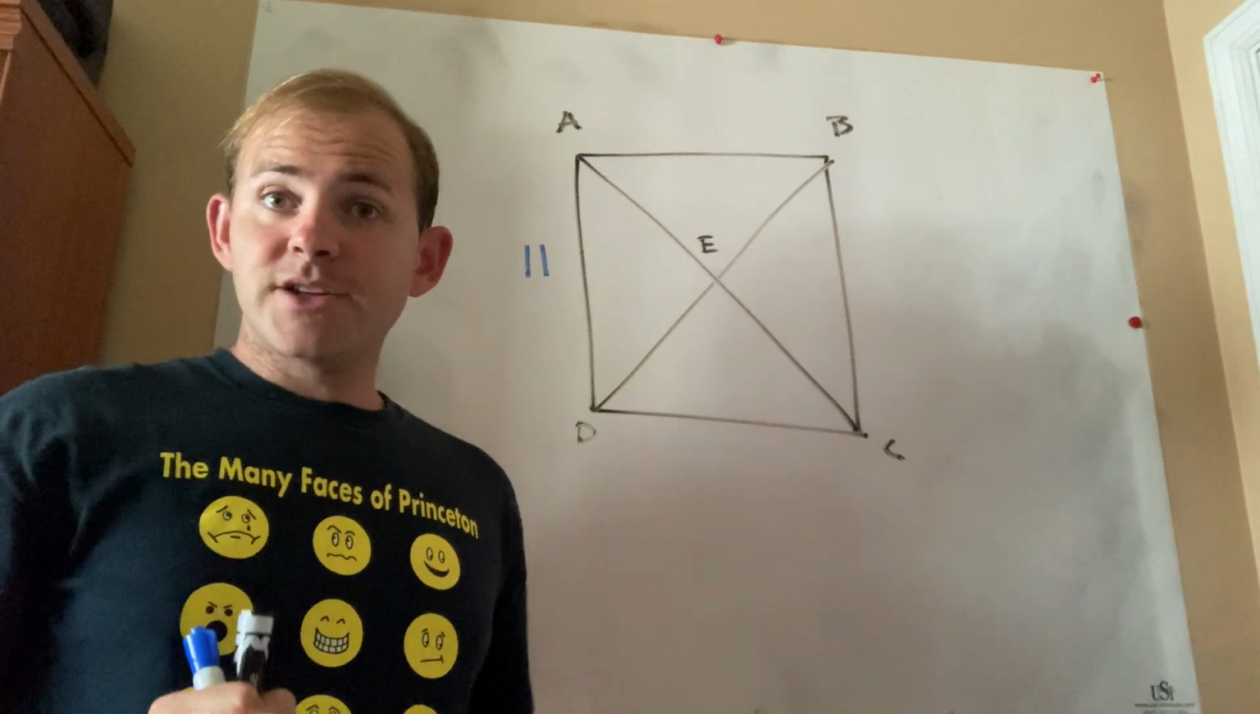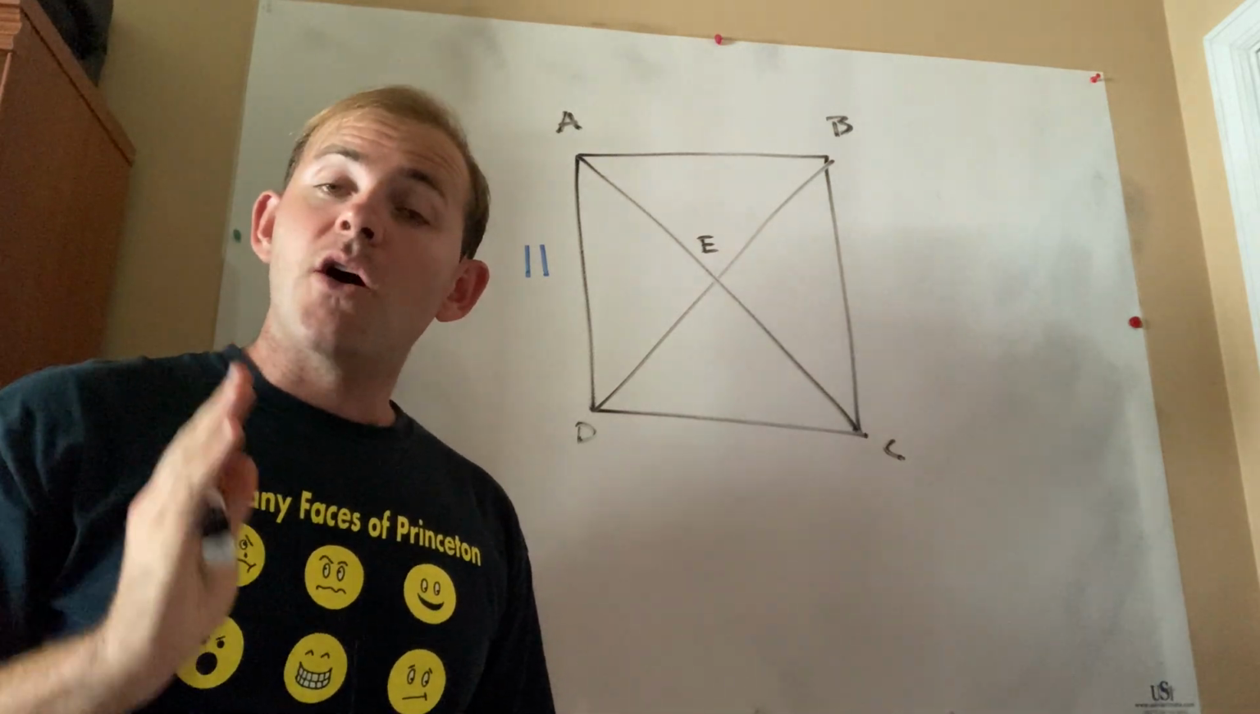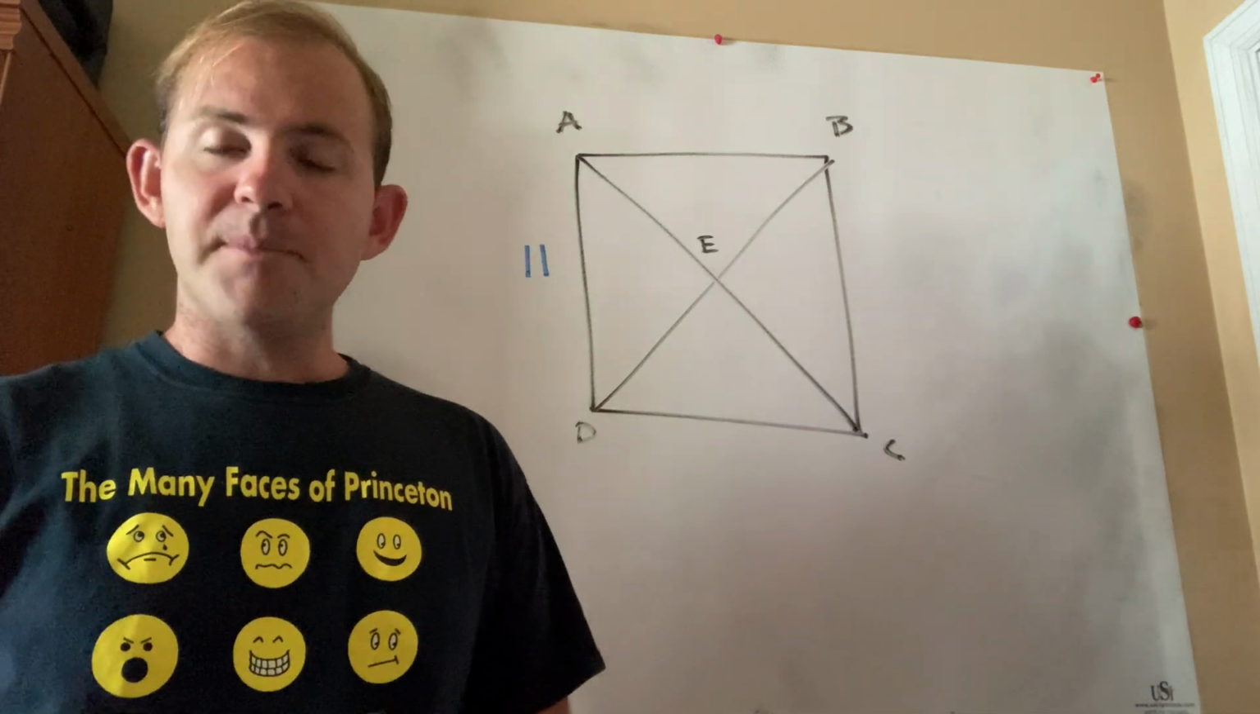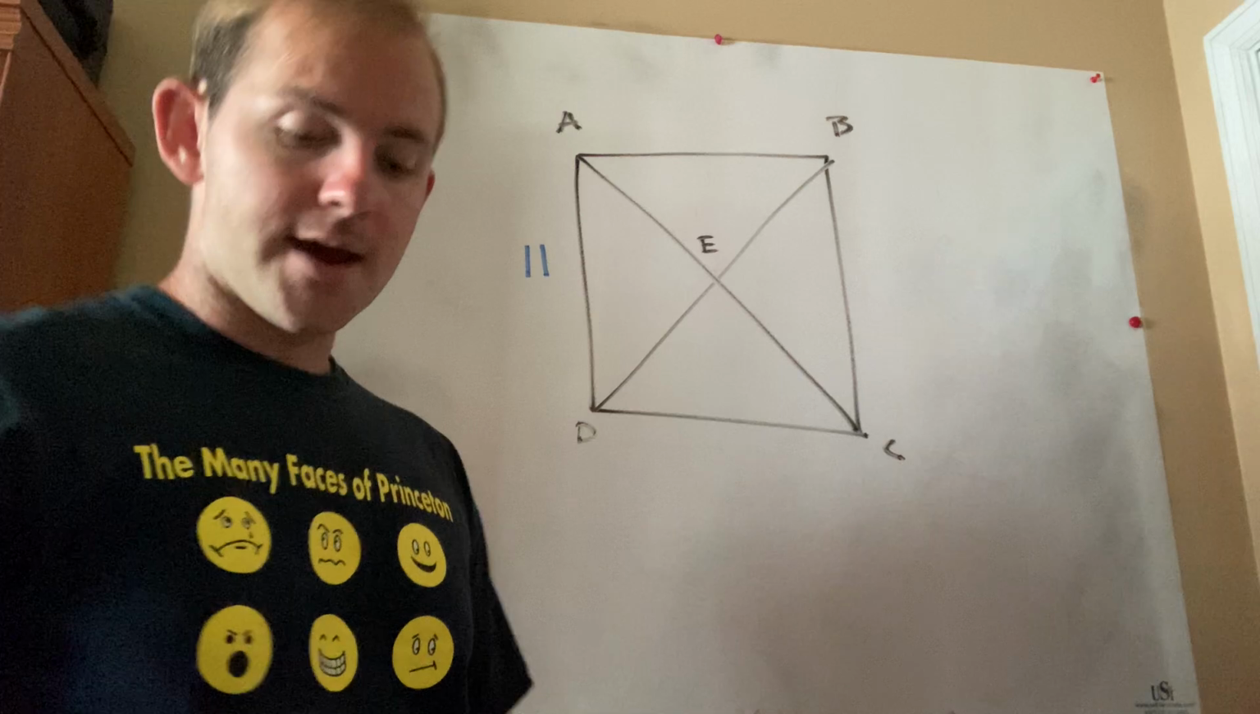Now, as a strategy, I'm actually going to take all the information I know, just because they tell me it's a square, and I'm going to plop it on the diagram, okay?